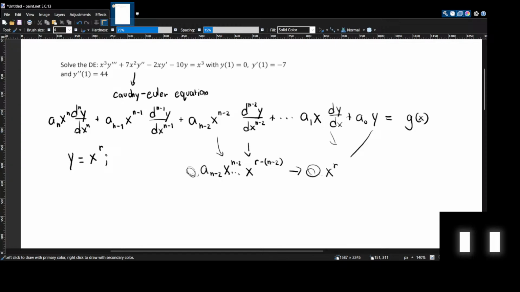This term will also turn to x to the power of r, which means this Cauchy-Euler equation is going to yield us a right hand side with x to the power of r. Or if it's not, they're going to cancel out and you're going to get 0. In that case, it's called a homogeneous differential equation. If this guy is 0, it's going to be called a homogeneous differential equation.